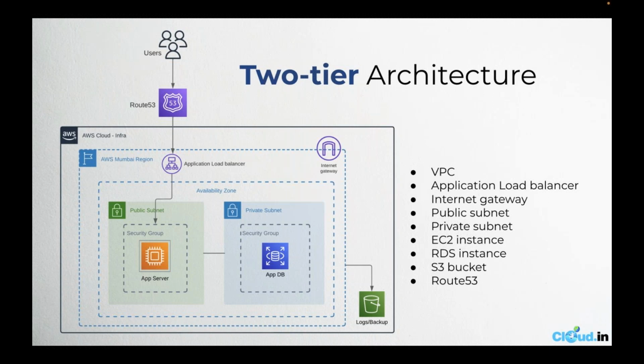Okay, so in summary, this architecture uses a VPC with a public and private subnet and an internet gateway to provide internet connectivity, along with EC2 instances and an RDS instance to store data. It will act as the database, and the S3 bucket will store static content, logs, or backups.